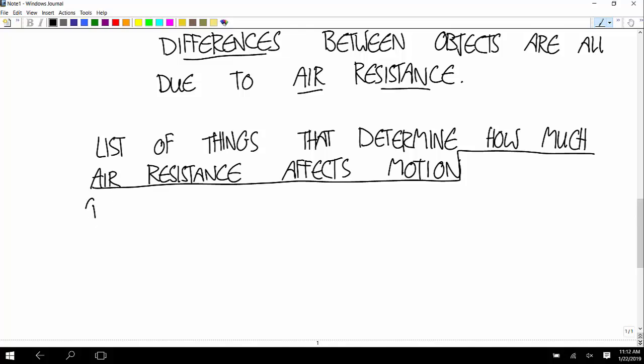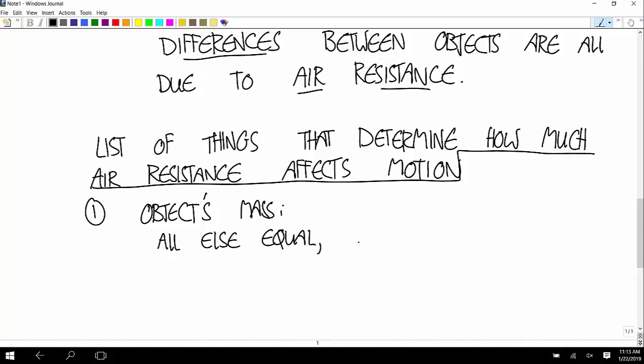So the first one is the object's mass. And this is where that misconception comes from. If everything else is equal, all else equal, a more massive object is less affected by air resistance.